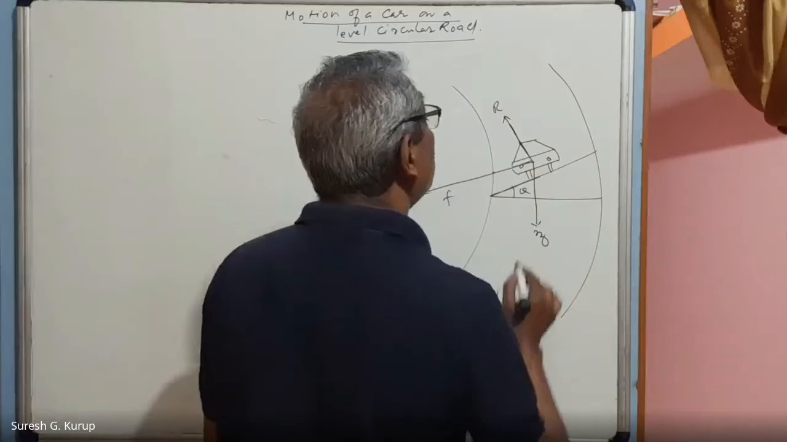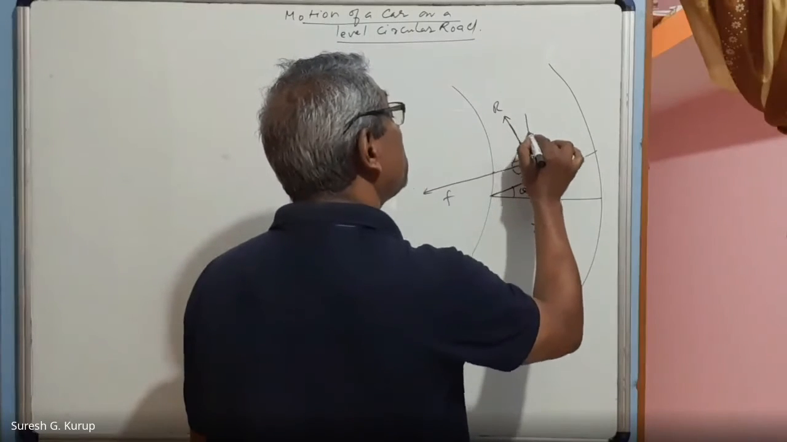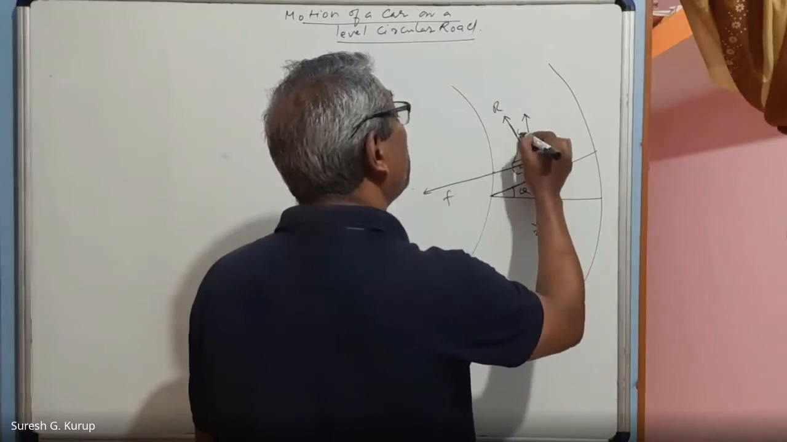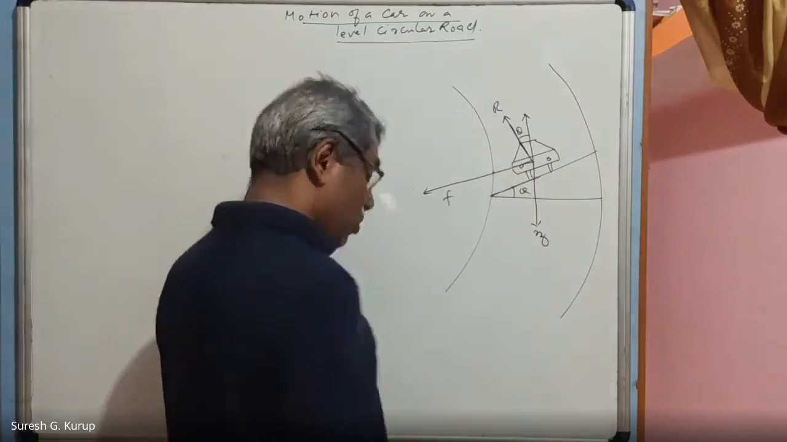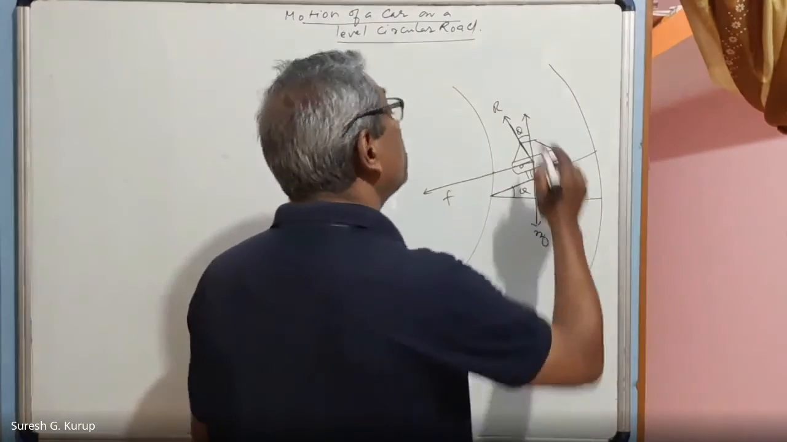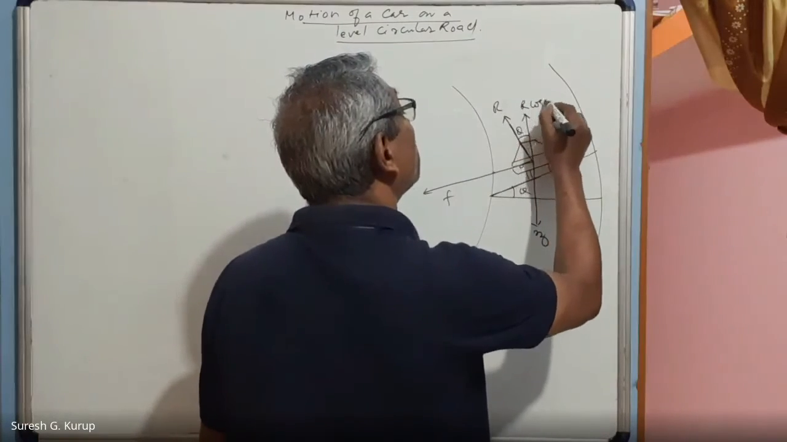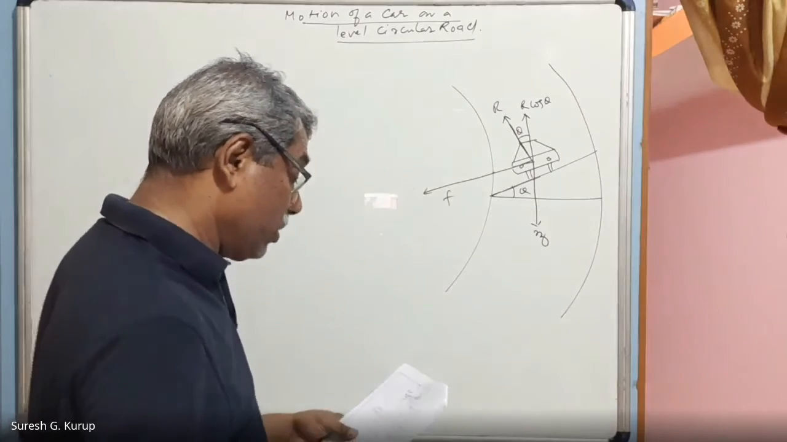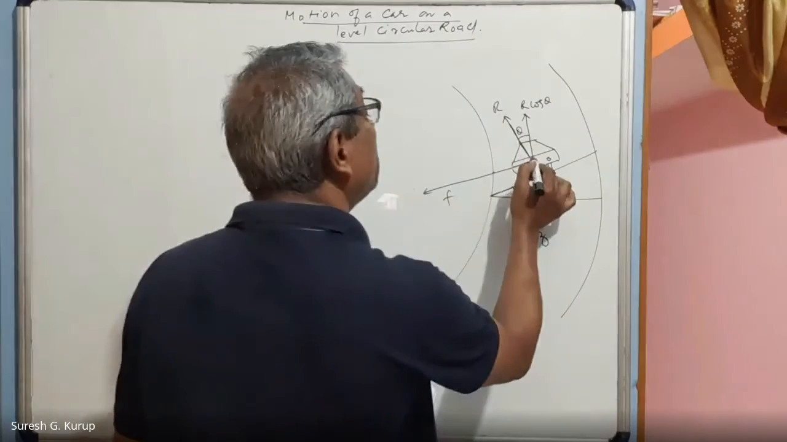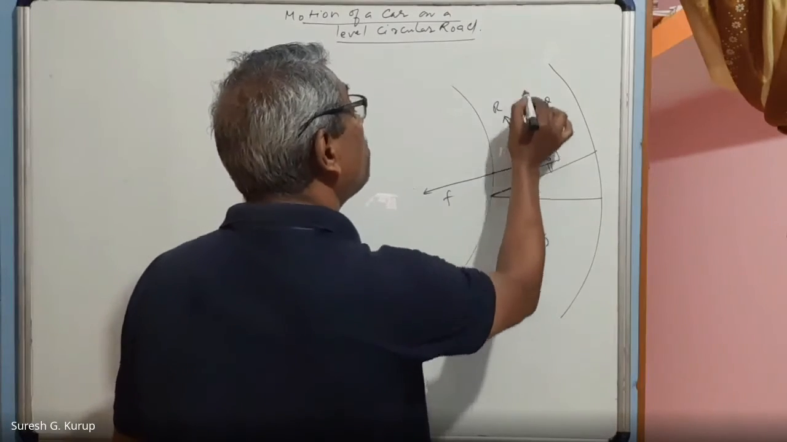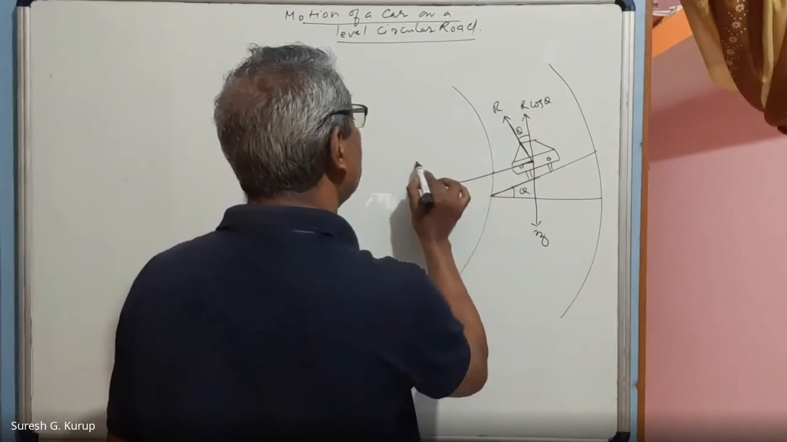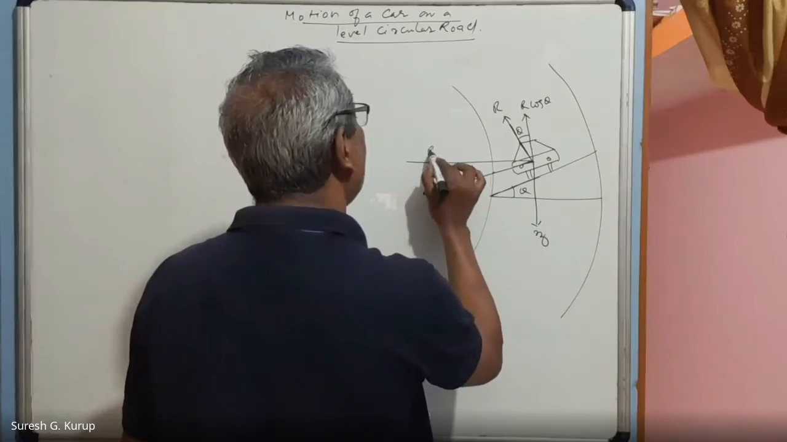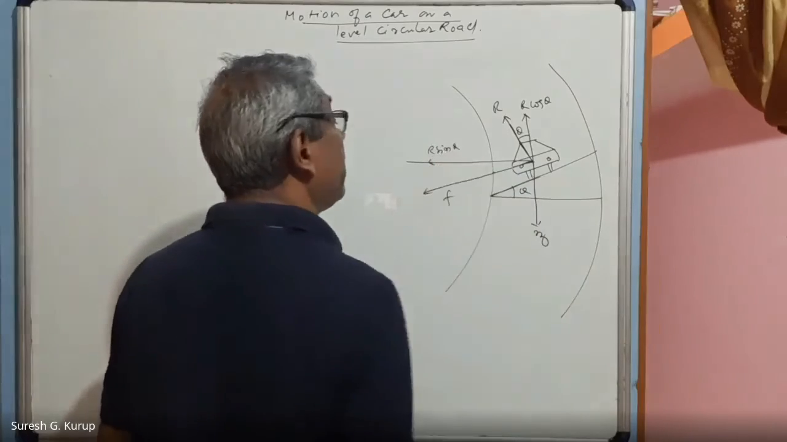R can be resolved into two components. One is this one, that is exactly true of mg. This also is theta only, right? Then naturally that will be equal to R cos theta. This is R, this is R cos theta, right? Next, this R can be resolved into two components. One part is R cos theta, the other part is R sin theta. R sin theta I am drawing like this. This is what is called R sin theta, right?